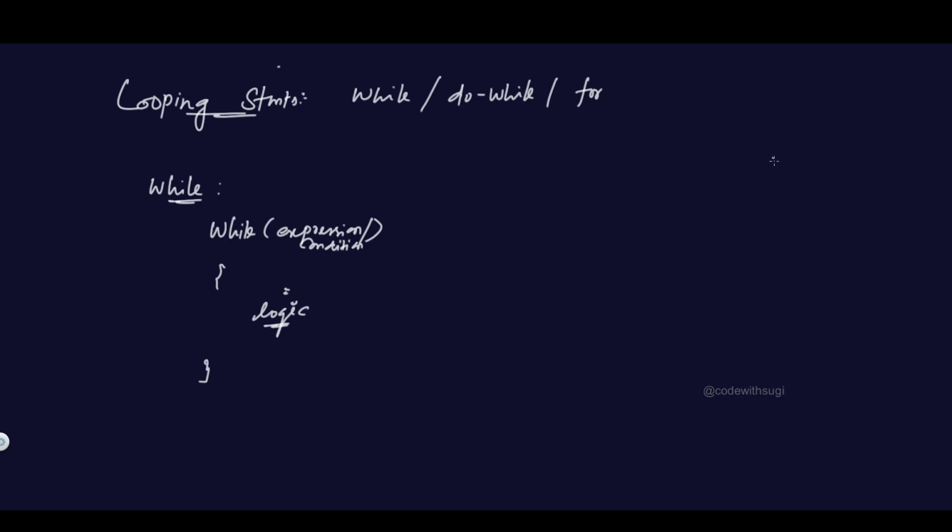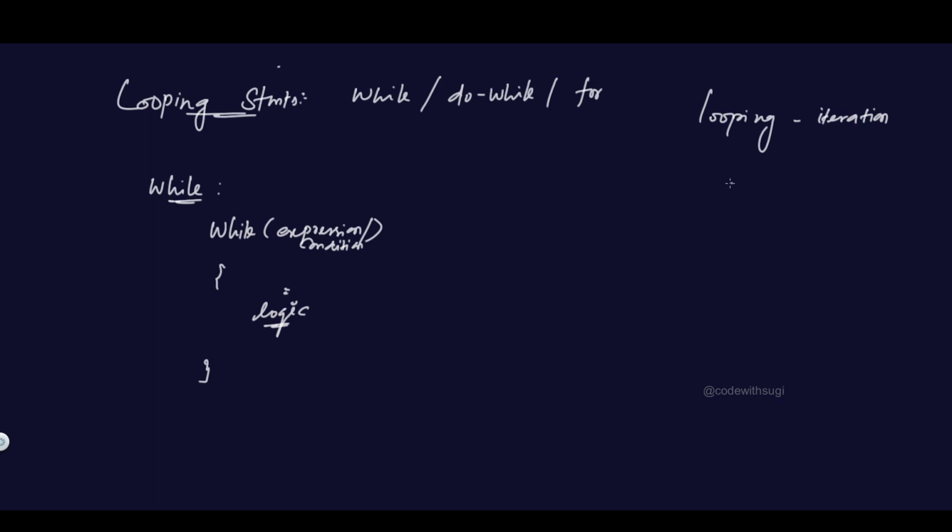So we all know looping means iteration, right? When will we do the loop? If you have more than one value, then we will go for looping. If you want to iterate anything, then we will go for looping. Or if you want to repeat something until a certain condition, then we will go for the looping statement.